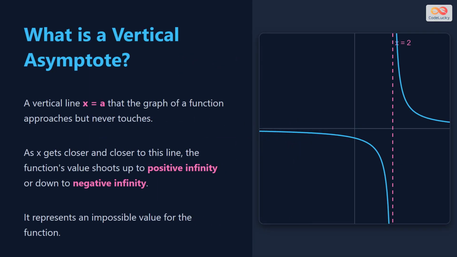A vertical asymptote is a vertical line on a graph that the function approaches but never quite reaches. Think of it as an invisible barrier. As the x values get closer and closer to this line, the y values explode towards positive or negative infinity.